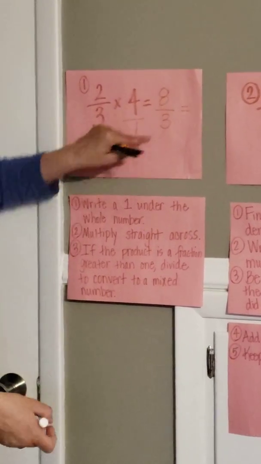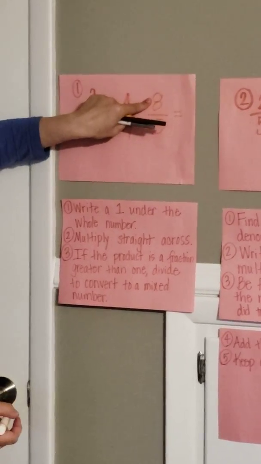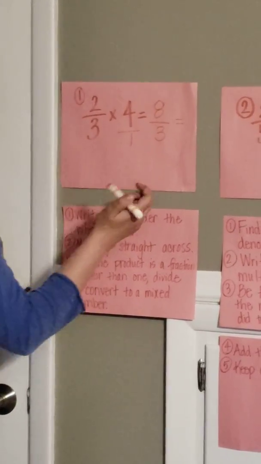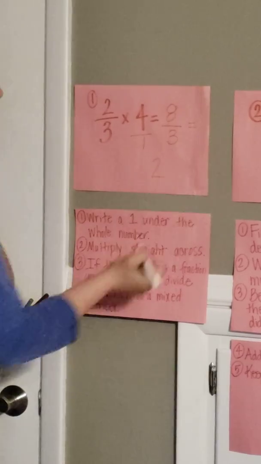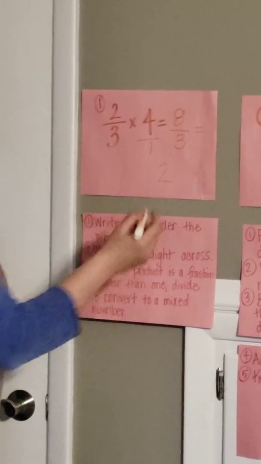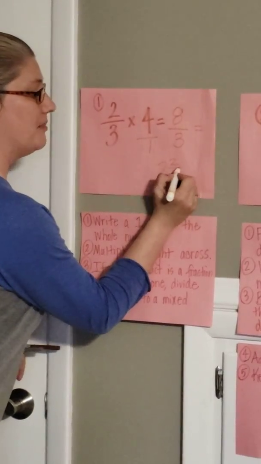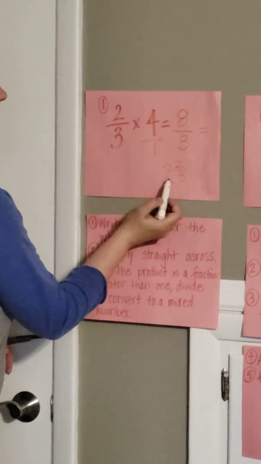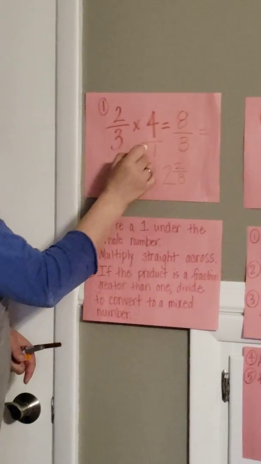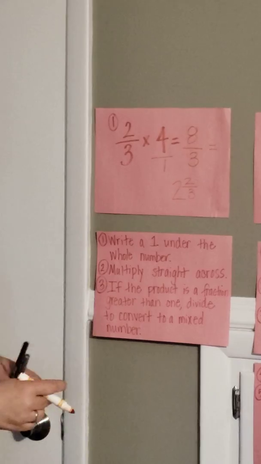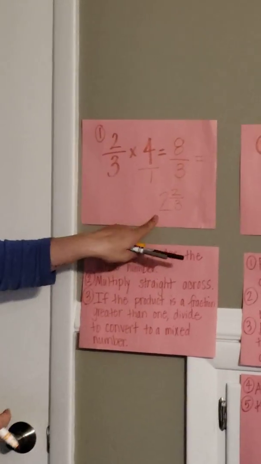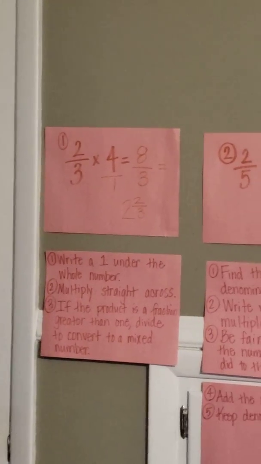I divide. How many 3's go into 8? 2, 3 times 2 is 6. How many are left over? 2. And you keep your denominator the same. If you put the 1, put a star. If you put 8/3, put a star. If you converted it to 2 2/3, then put a star.